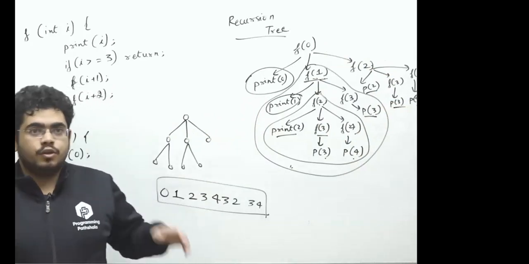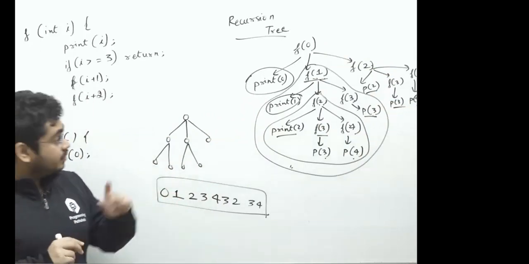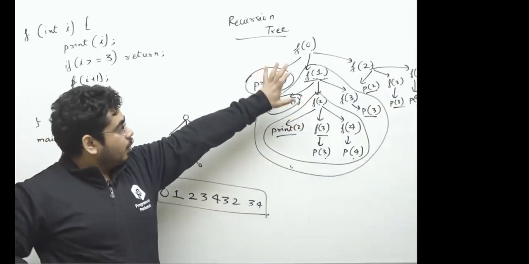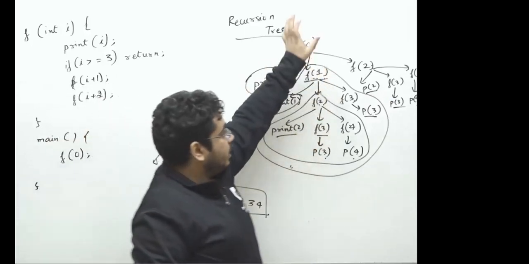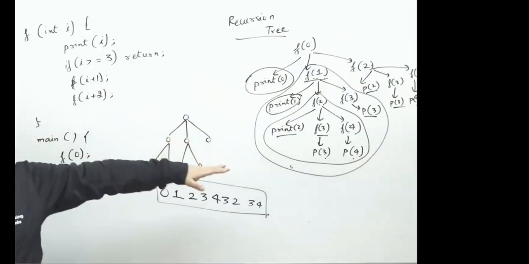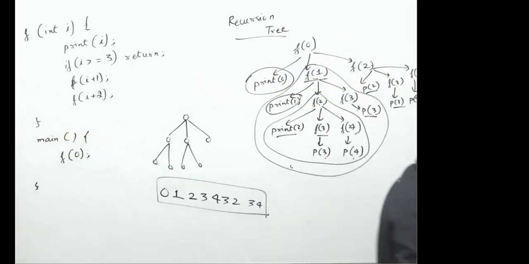Yes or no? So if there are multiple recursions, the best way to visualize is using this tree, because you'll be able to clearly see that first this complete thing will happen, then only I'll move on to the other branch. That is much cleaner here than in a stack diagram. Is this clear to everyone? Yes or no?